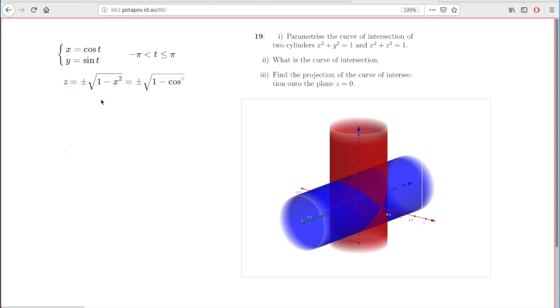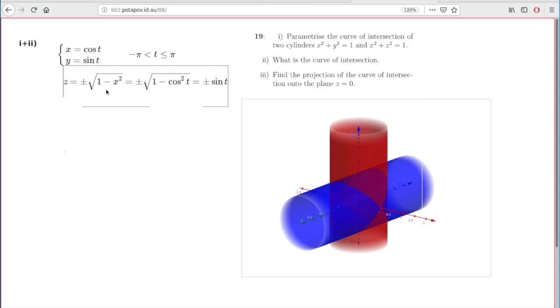Just solve for z, plus minus. I do a substitution. I replace x with cos t, and then I use the basic trigonometric identity, and that's the expression for z in terms of t. Right, so this is part 2, 1 and 2.